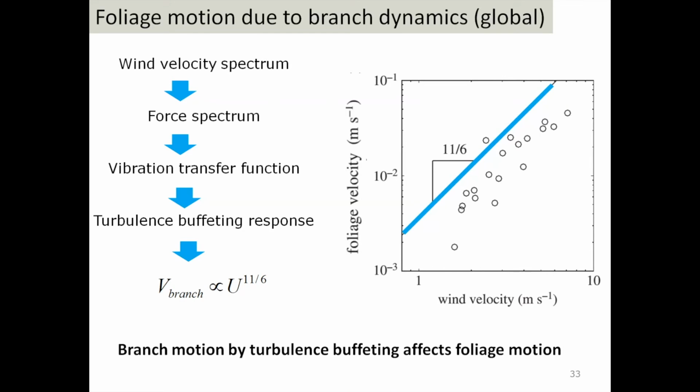Actually, we measured all the geometry of the tree. And from this, we computed by a pretty standard procedure the turbulence buffeting response of the system. And we found that this should give a velocity of foliage due to the branch going like u to the 11/6, which looks compatible. Of course, we just get the scaling. We don't get the absolute value here because there are some geometrical effects to consider, which are quite complex. But we think that the branch motion by turbulence buffeting does affect the foliage motion in this kind of evolution.